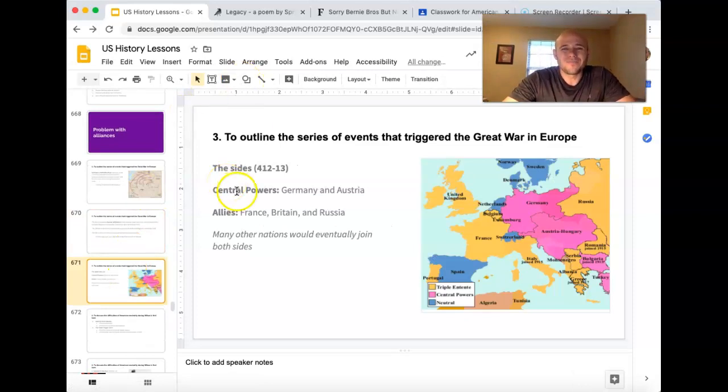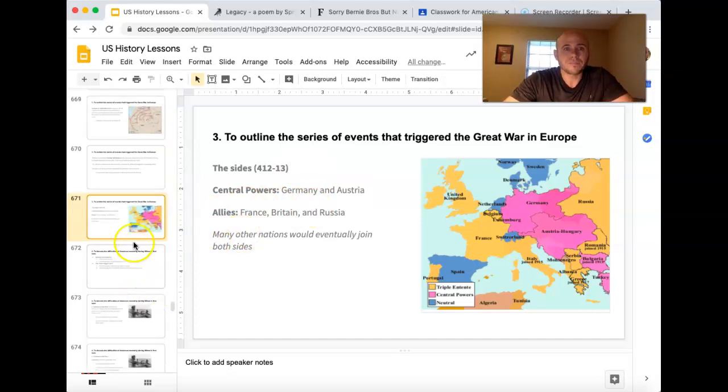So then you have the sides here. I know there are many other nations involved, but this is to keep it simple. This is what our book does. The Central Powers were Germany and Austria. And yes, you have the Ottoman Empire and other nations that join in, but these are really the most formidable nations: Germany and Austria-Hungary. The Allies, which is also called the Triple Entente in a lot of textbooks, but our textbook says Allies, were France, Britain, and Russia. And again, this is just starting the war, and these are the major players. More would join on both sides, but that's just so you can keep it easy for now, the two sides of the conflict.